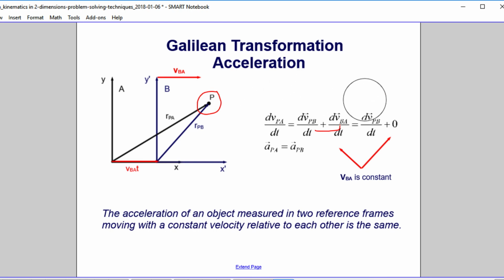So we now take the derivative of all of that, okay, because we want to talk about acceleration, and we get these two. However, what's the derivative of the velocity of BA with respect to time? Well, that's 0, because v_BA is constant for an inertial reference frame. So what we find is the acceleration as measured in both reference frames of point P as it moves around is exactly the same. So here it is again in italics. The acceleration of an object measured in two reference frames moving with a constant velocity relative to each other is the same.